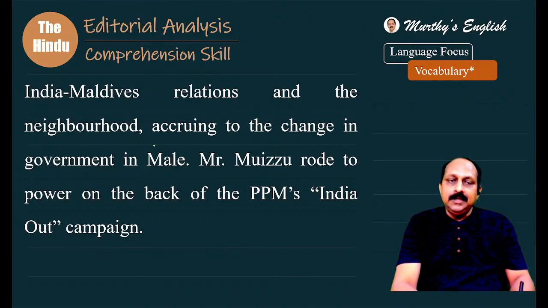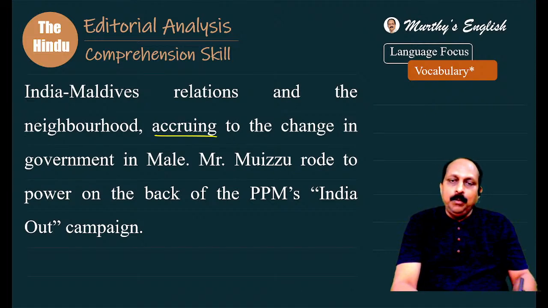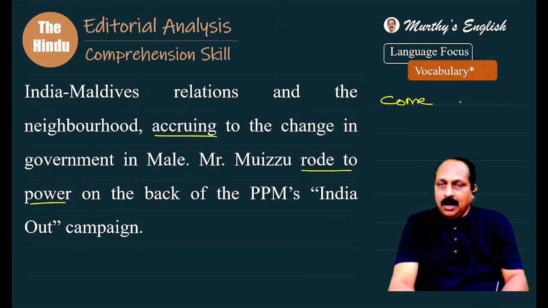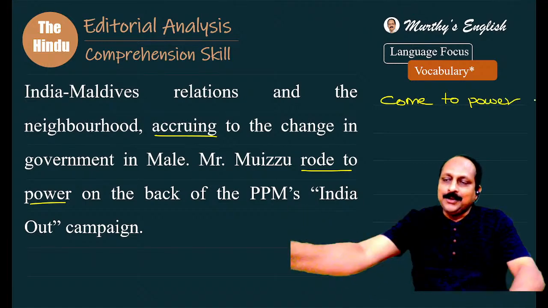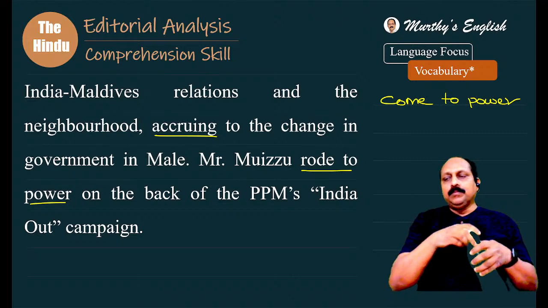Accruing to the change in the government in Male. Accrue means what? To get accumulated, to build up. To the change in the government in Male. Mr. Muizzu, a road to power, a right to power, means come to power. That's an important expression you have to remember. Come to power. Please excuse me. A right to power, come to power. Both mean the same.